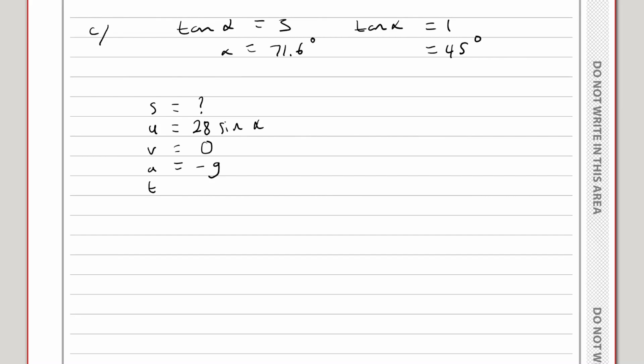So let's do v squared equals u squared plus 2as. So we've got 0 equals u squared, 28 sine alpha. I'm going to take the larger value of alpha. If we're throwing it up at more of an angle, it should reach a greater height. So 0 equals u squared plus 2 times minus 9.8 times s.